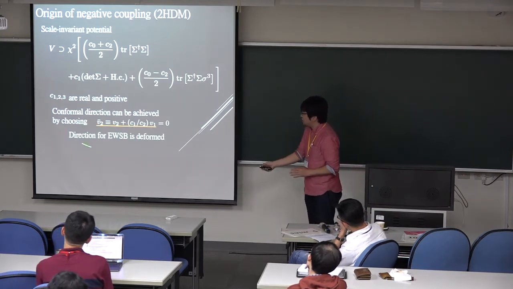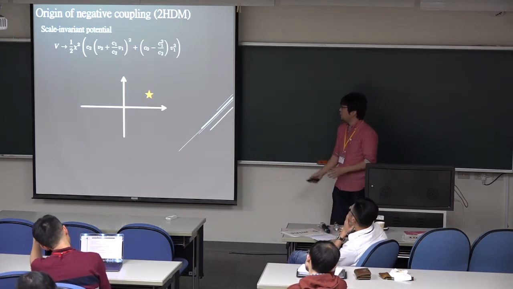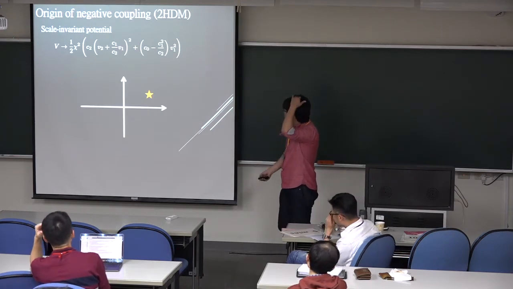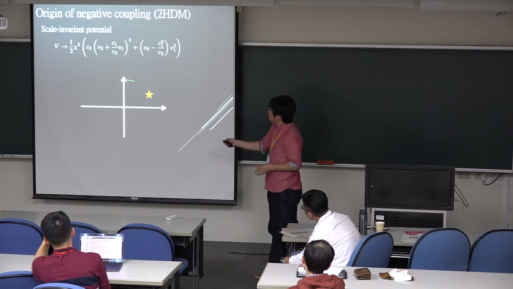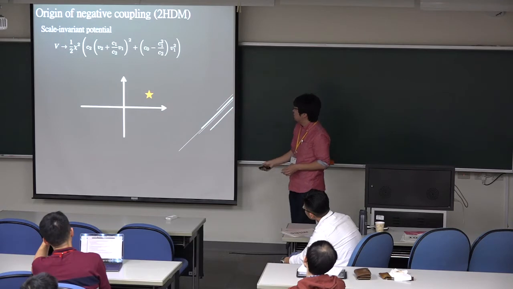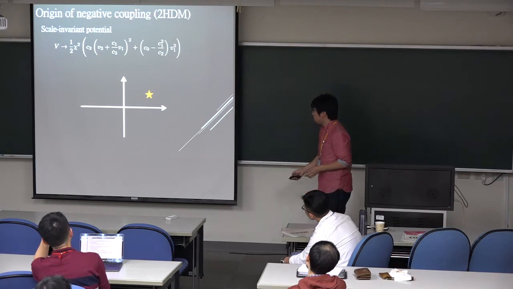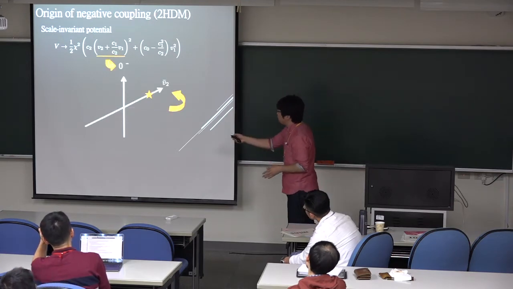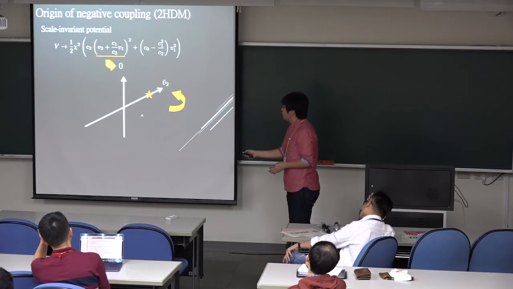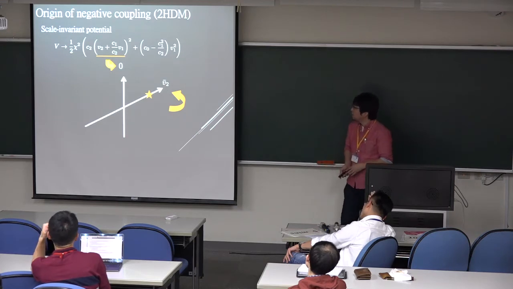It just means the direction for the electroweak symmetry breaking is deformed. I will explain by using this kind of simple picture. I just rewrite this potential by using its waves. Originally, we are just applying this kind of axis. But when you take this term to be 0, one of the axes must be deformed this way, and around here, the electroweak symmetry must be broken.